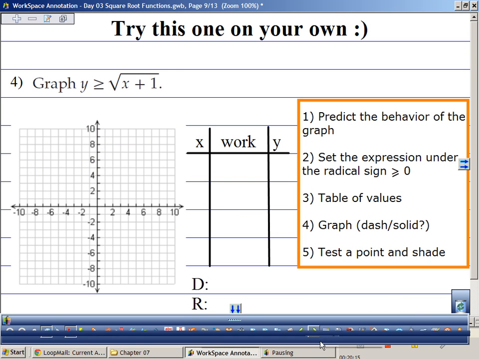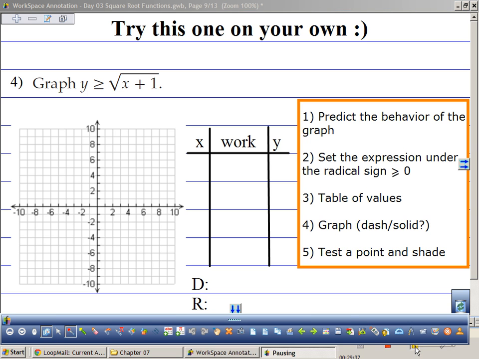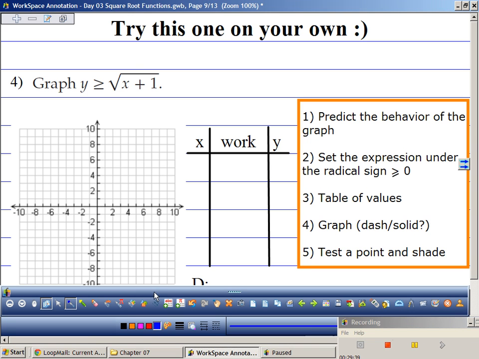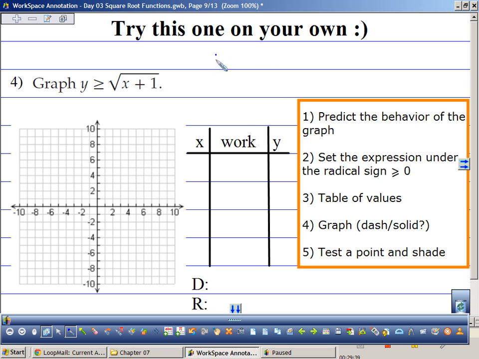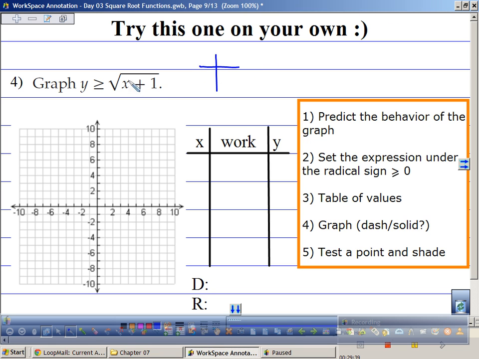Yeah. Okay. All right, let's do the last one. You guys do this one. I'll finish up this. Okay, so let's finish this last one. I know the behavior of my graph means it's going to come this way and go this way. So let's set the expression of the radical sign greater than or equal to 0. X plus 1 has to be greater than or equal to 0. So x has to be greater than or equal to negative 1. So here's negative 1, just like we said.